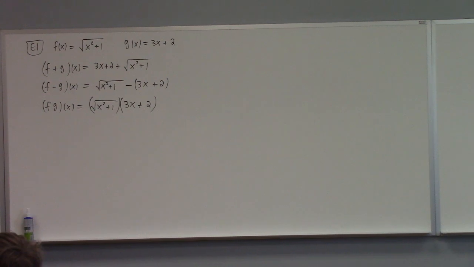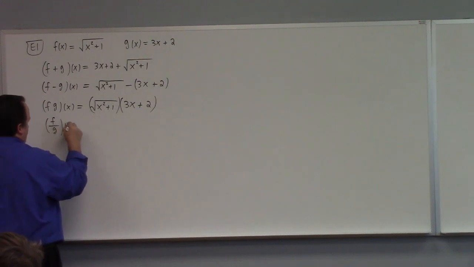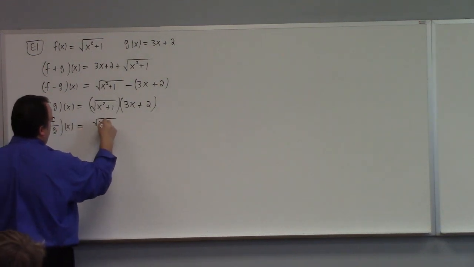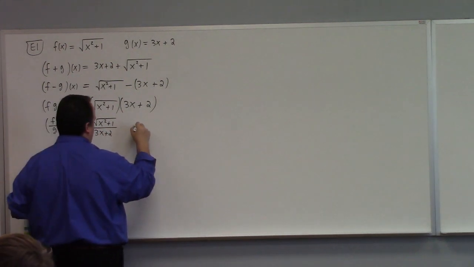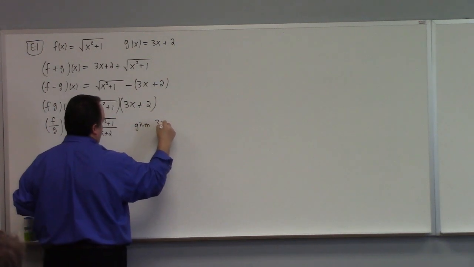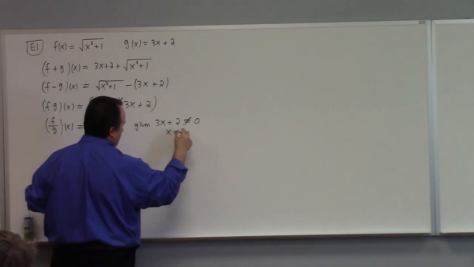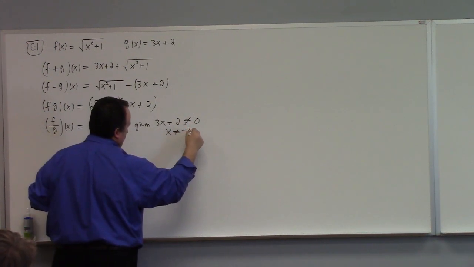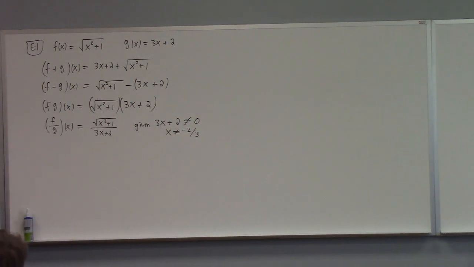Let's see here. F over g. How'd that go? So we'd have the square root of x squared plus 1 divided by 3x plus 2, given what? Yeah, 3x plus 2 not equal to 0, which you guys were telling me is the same as x not equal to negative 2/3. That's what's got to give. Now, this example is not especially helpful in terms of discussing domain.